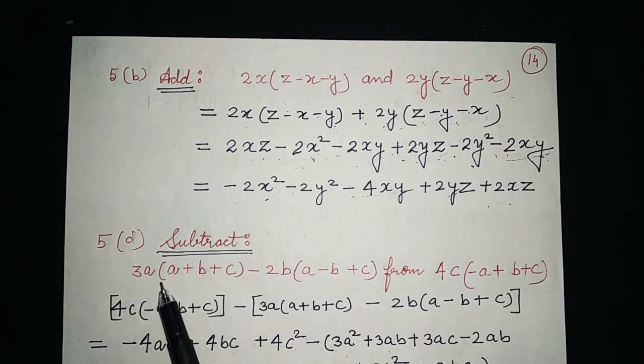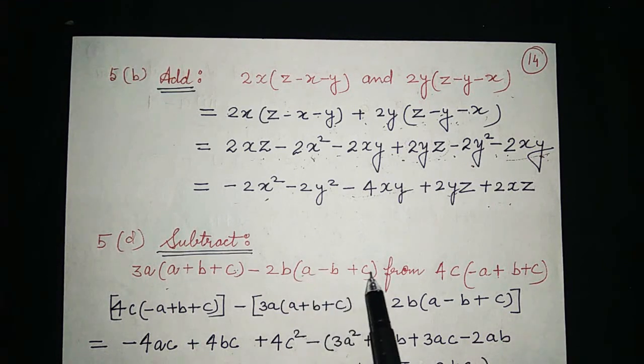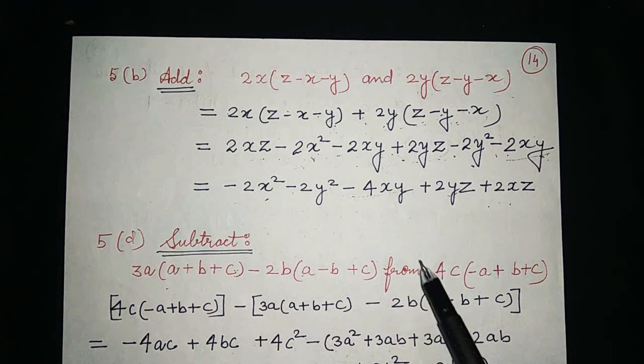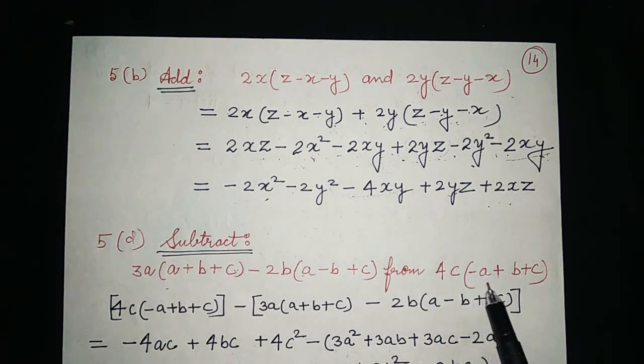Question is: 3a into (a plus b plus c) minus 2b into (a minus b plus c). Here we can see a plus b plus c in the bracket, and here a minus b plus c in the bracket. We have to subtract this expression from 4c into (minus a plus b plus c).